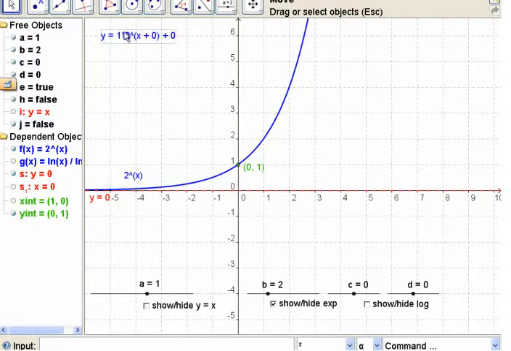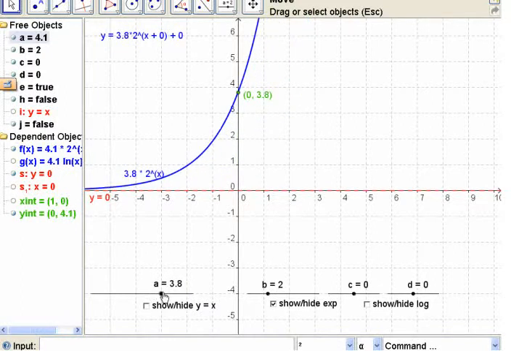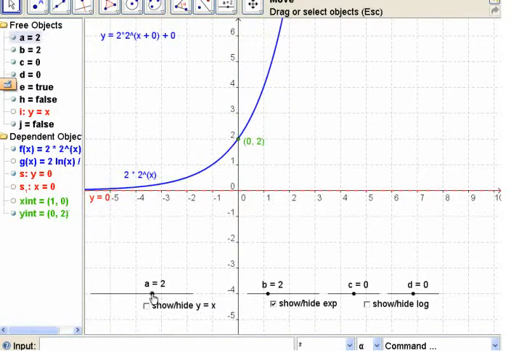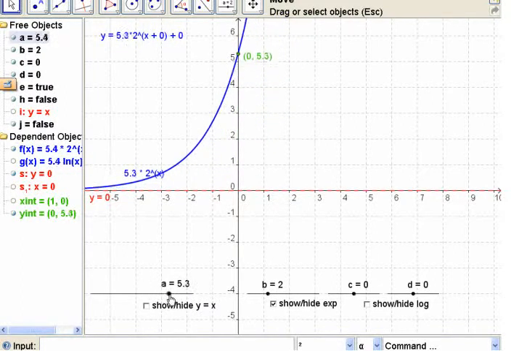If I change the number in front here, if I change this from a 1, is the y-intercept going to change? Is the y-intercept going to change? If I put a 2 in front of this, every y value changes, including the y-intercept. This is not like changing the base. Changing the base, the y-intercept doesn't move.